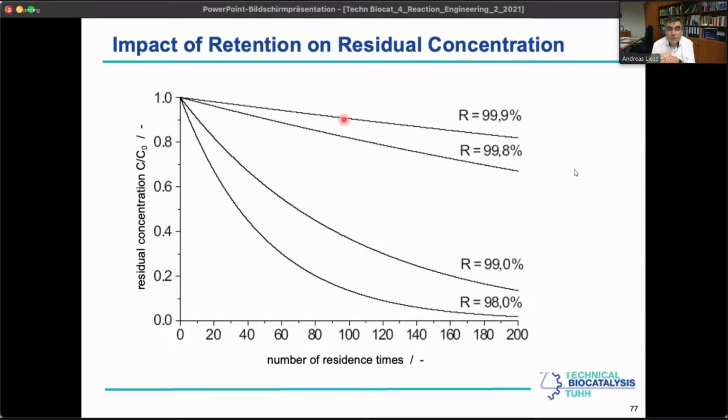So in view of a valuable catalyst, you see we might even go to higher retention numbers, such as 99.99%, to have efficient operation. On the other hand, if we're talking about enzymes, you also have to consider thermal deactivation, which might also act in parallel, adding to bad retention in view of the residual activity that we can find in the reactor system.